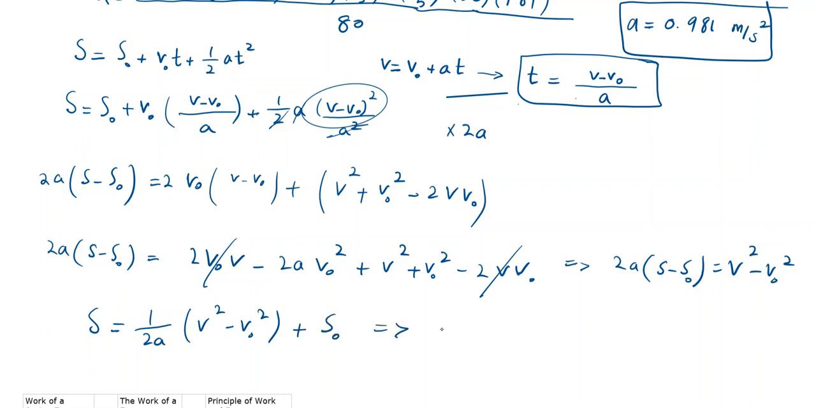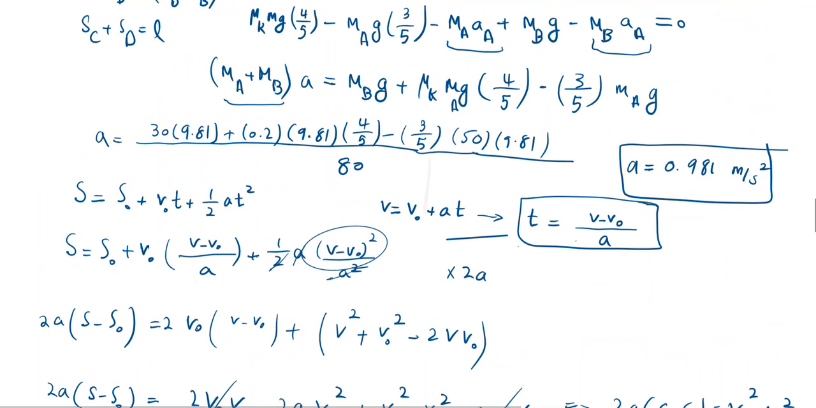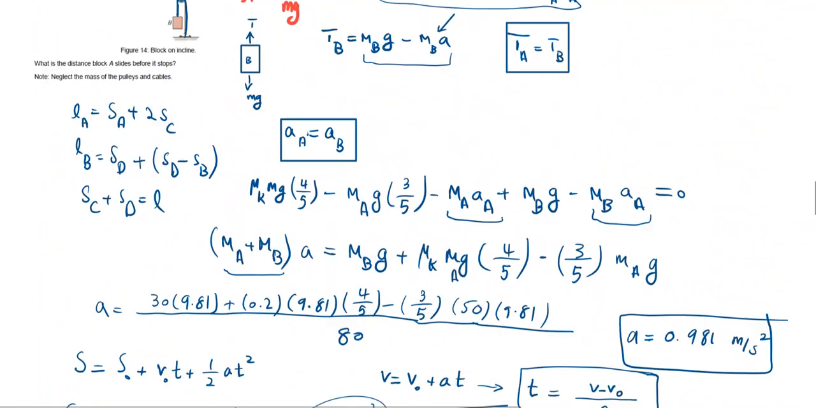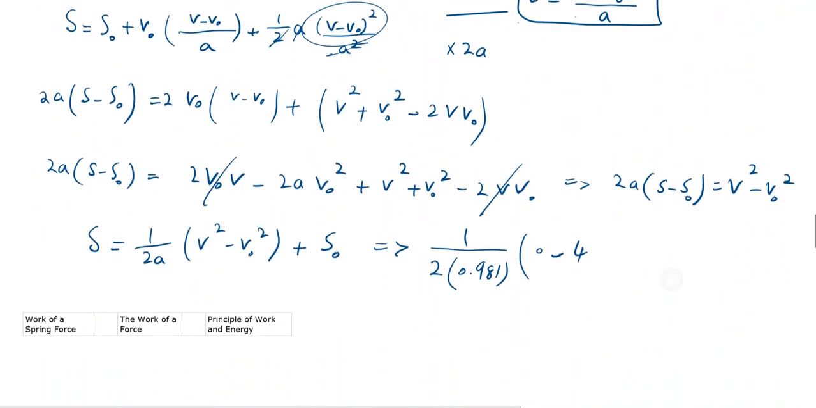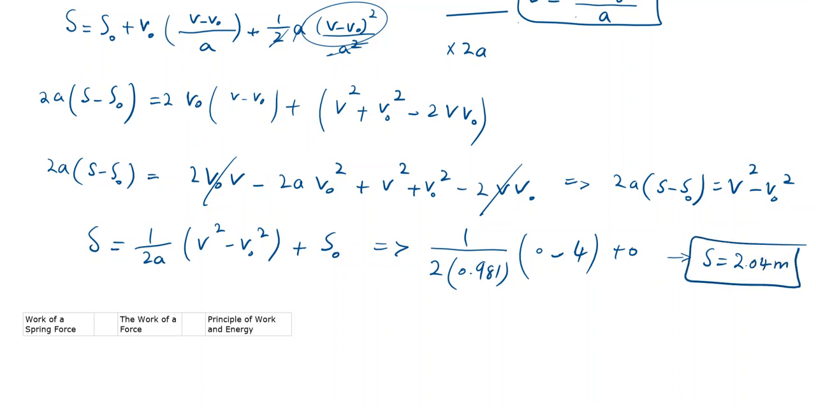If I just sub in the values, the acceleration is 0.981, v final is 0 because it finally comes to a stop, minus the initial speed, which was, I guess, 2 meters per second, squared, which is 4, plus 0. From here, you will get that it will move 20.4 meters before it comes to a halt.